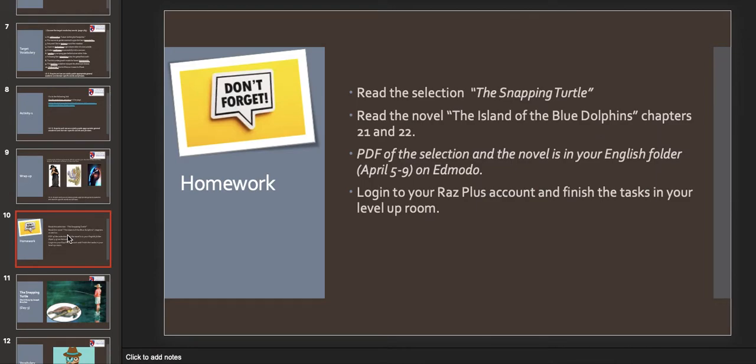The homework will be to read the selection, the story The Snapping Turtle, read the novel, chapters 21 to 22, log into Razkids and read the books.